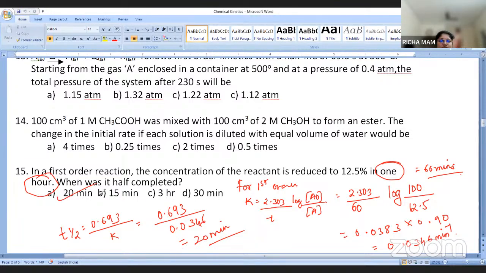So option number A. In first order kinetics, the concentration of the reactant is reduced to 12.5% in 1 hour. Time is given, initial concentration we know, 100 divided by 12.5. After substituting, we got the rate constant. Then we have to find the T half of the reaction. After substituting, we get 20 minutes. So option number A. Is it clear?